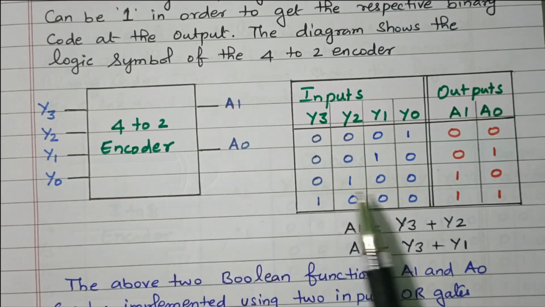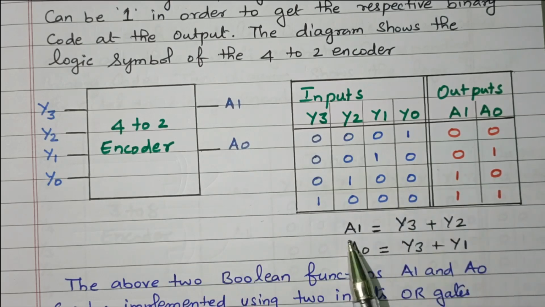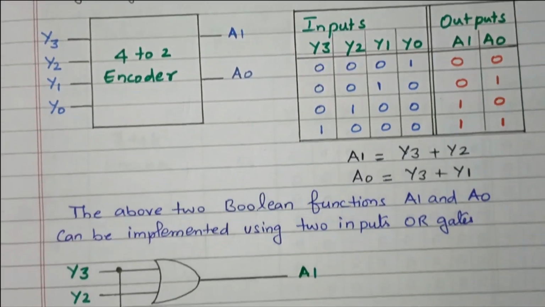Block diagram, truth table. From the truth table, based on the value 1, we got the logical expressions a1 equals y3 plus y2, and a0 equals y3 plus y1. Based on that, we can go for the logic diagram.